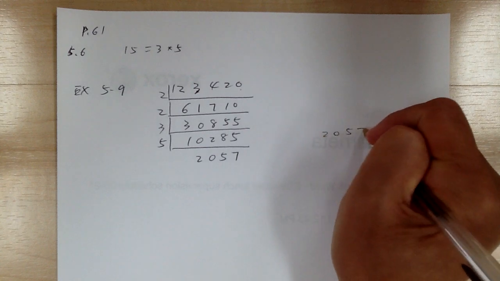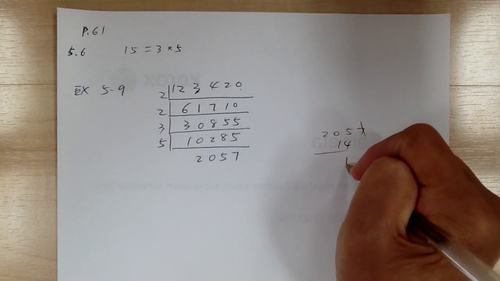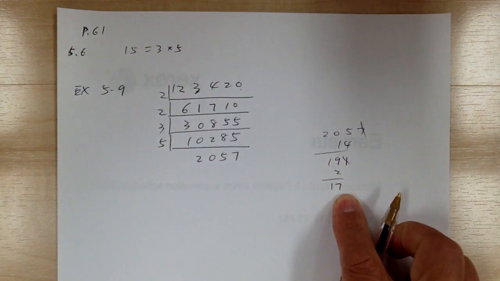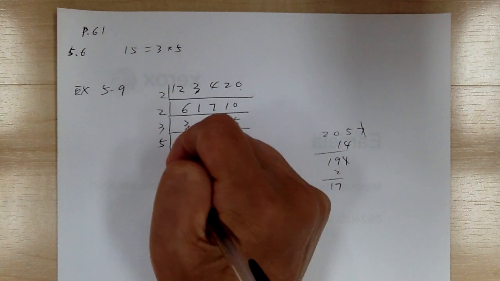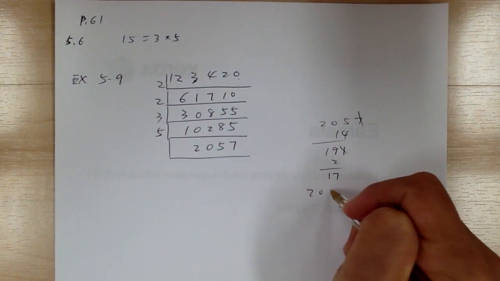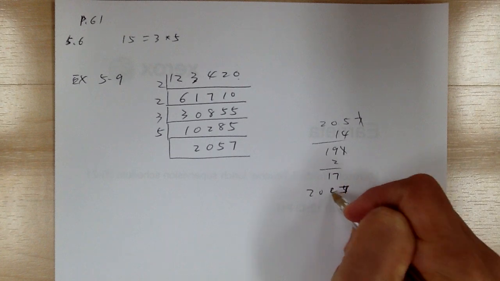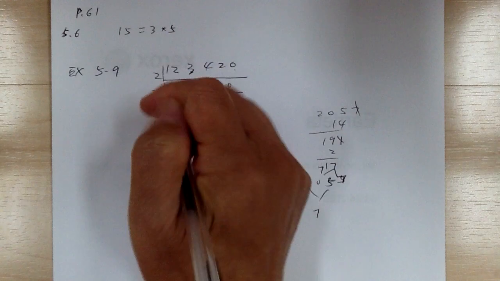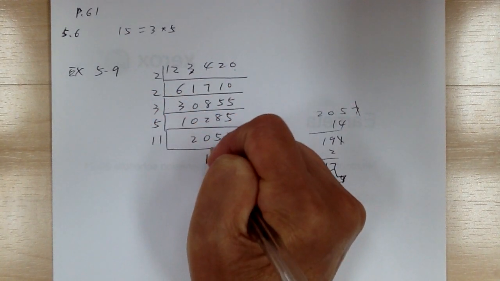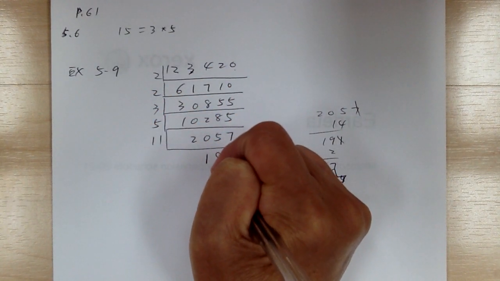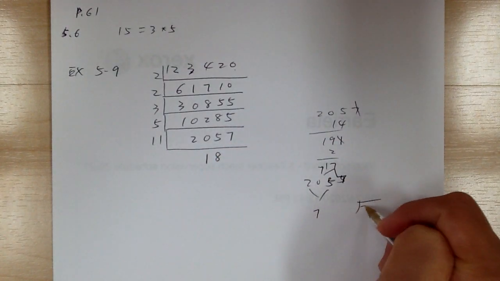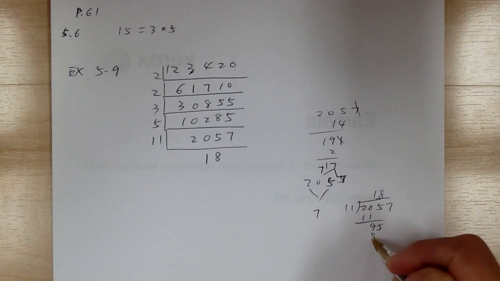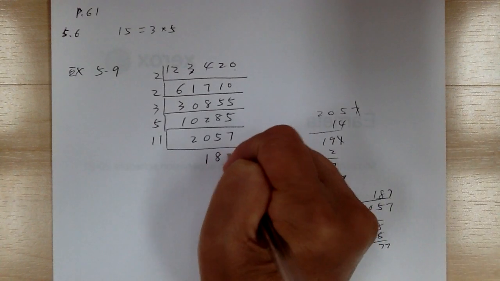Using the technique that we learned earlier, this one is not divisible, so you cannot divide by 7. The next prime number would be 11. For 2057, you do the alternating digits. This is 7, this is 7. So yes, you can divide by 11. So 2057 divided by 11 gives you 187.